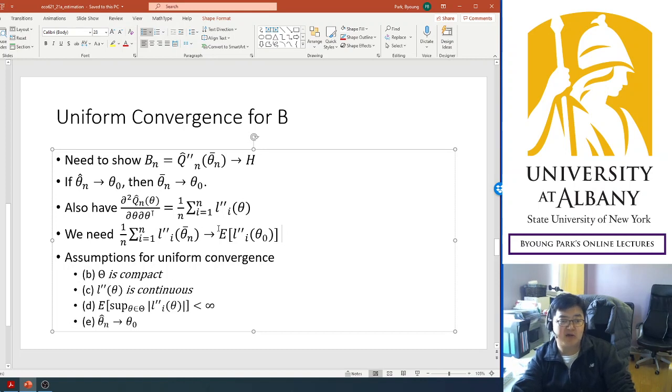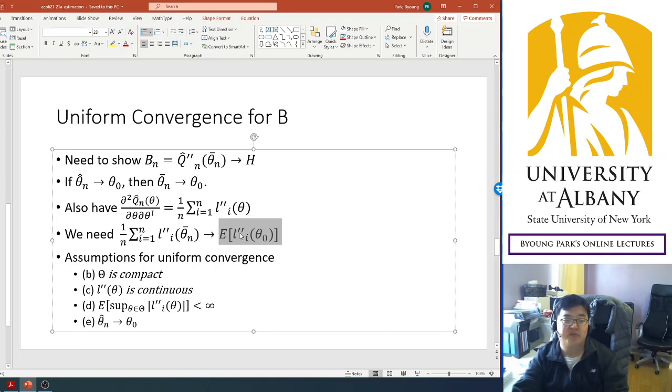Uniform convergence is required, and as I discussed earlier, the sufficient conditions for this kind of uniform law of large numbers are compactness of the parameter space, continuity of this function, and stochastic boundedness. So the expectation of the supremum must be finite. Under these three assumptions, we can show this result. Therefore, it is clear H is this guy. This is not random because it is a population mean. There is no randomness in this part.